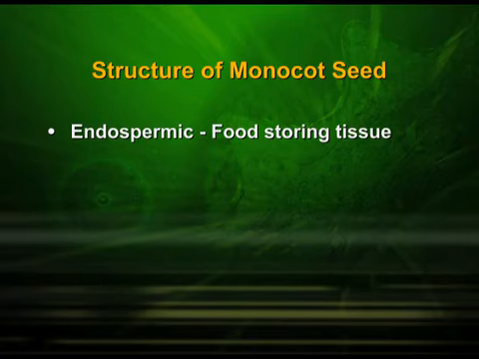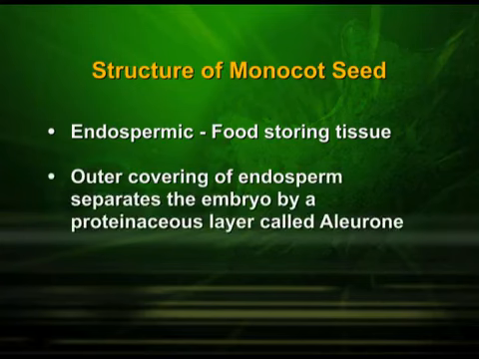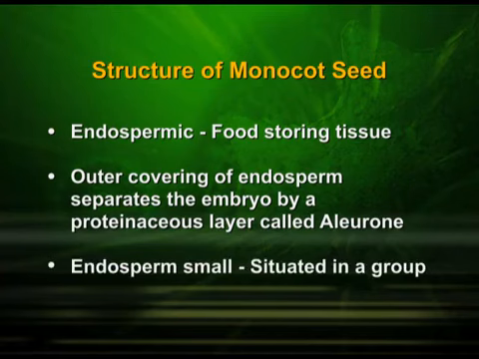Structure of a monocotyledonous seed. Most of the monocotyledonous seeds have endosperm, that is, they have the food storing tissues in them. They have an outer covering of endosperm that separates the embryo by a proteinaceous layer called aleurone. The endosperm is bulky and situated in a group.